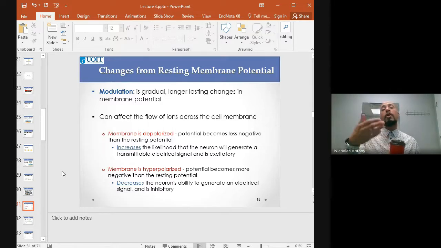So that process of hyperpolarizing or depolarizing the resting membrane potential is called modulating, because you're modulating whether or not you want the neuron to be more likely or less likely to fire. Does that make sense, everyone?